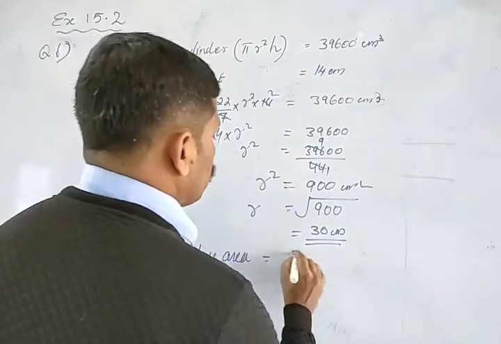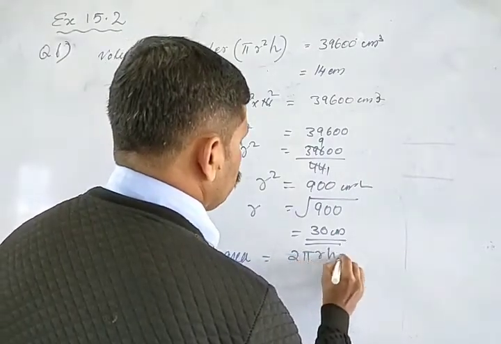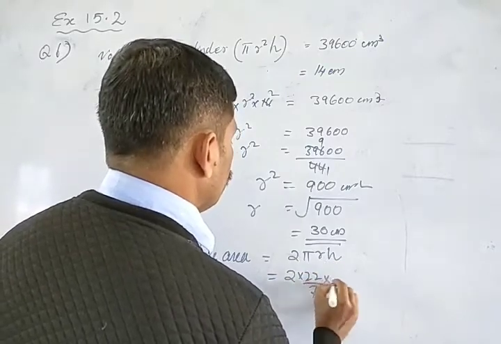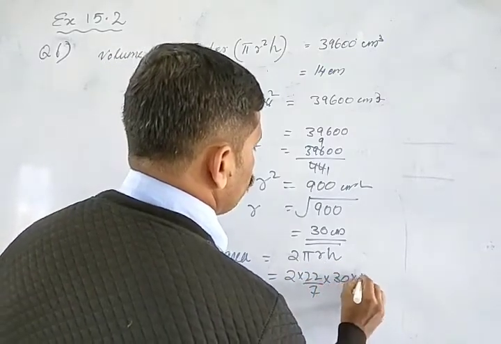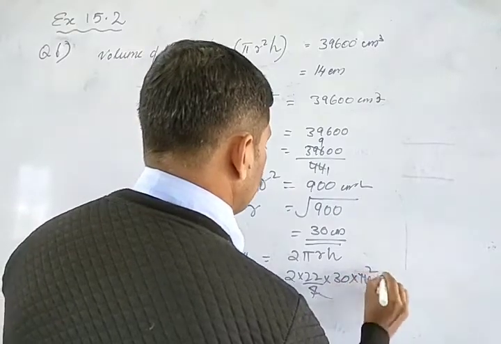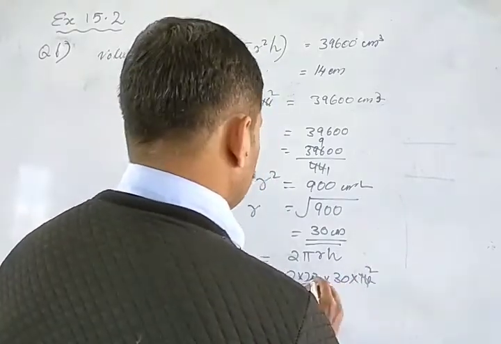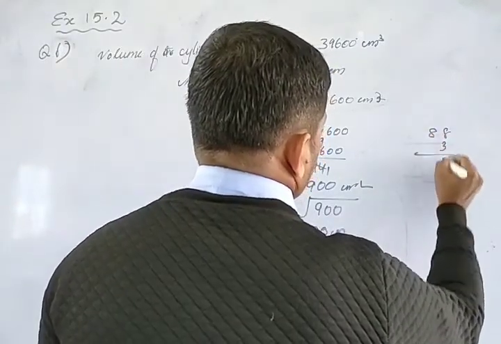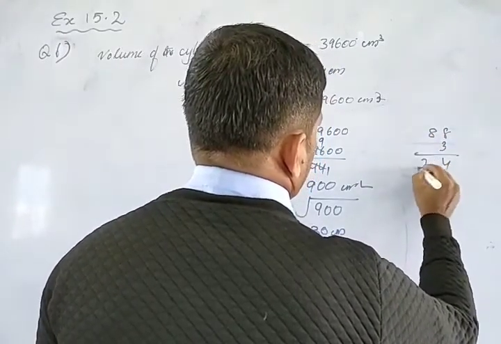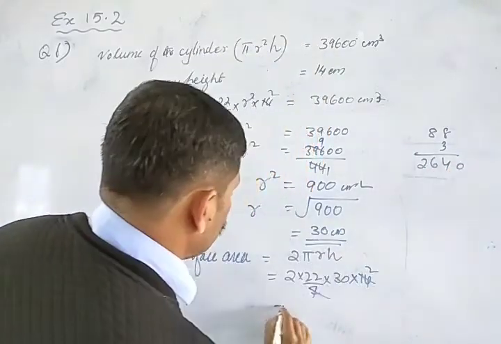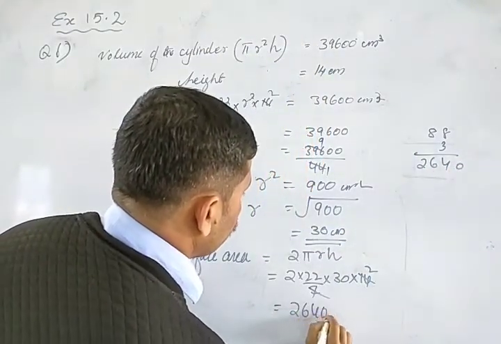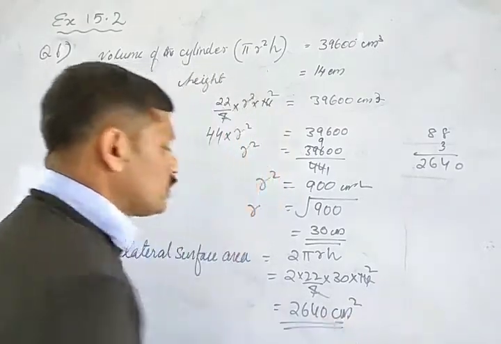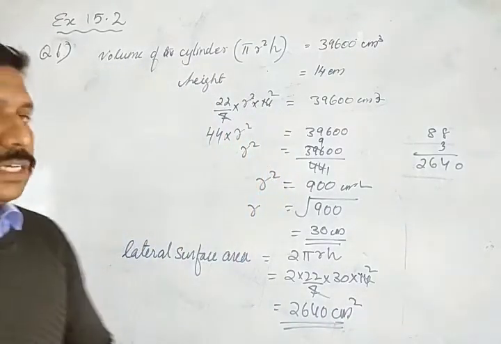Lateral surface area is equal to 2 pi rh. That is equal to 2 into 22 by 7 into radius 30 into height 40. This we multiply. Then 2 into 22, 44, into 88, 88 into 30, means 2640 centimeters square is the lateral surface area of that cylinder.